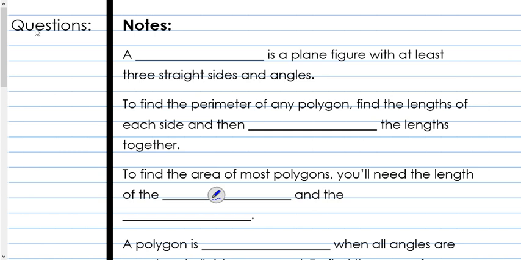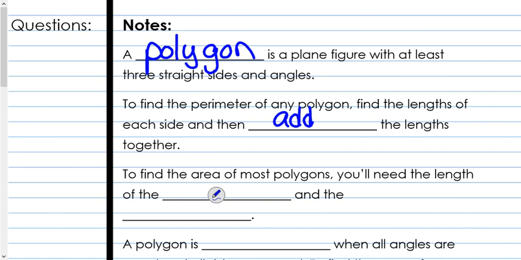A polygon is a plane figure with at least 3 straight sides and angles. That word is polygon, a word that you should have heard before. To find the perimeter of any polygon, you need to find the lengths of each side, and then you add the lengths together. Add up all the sides. I'm sure you've heard that plenty of times.